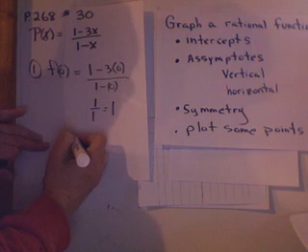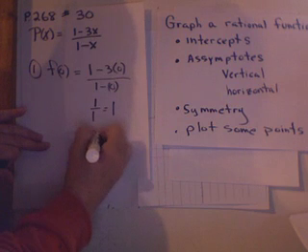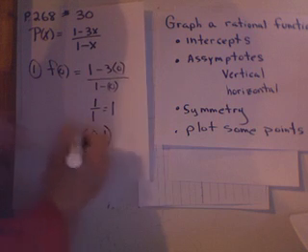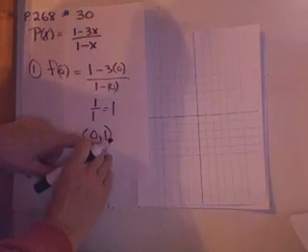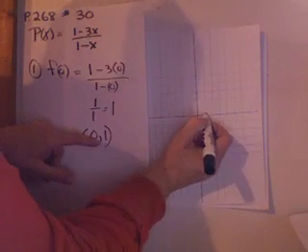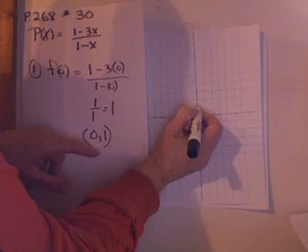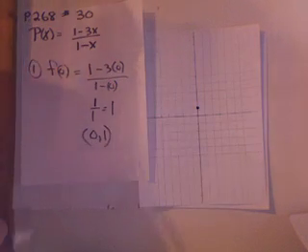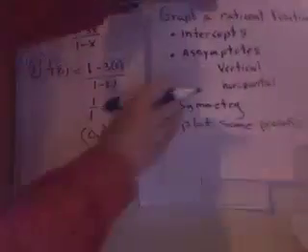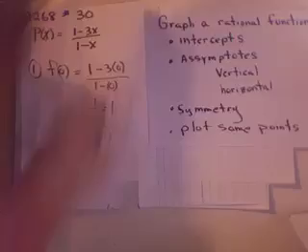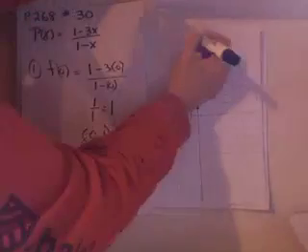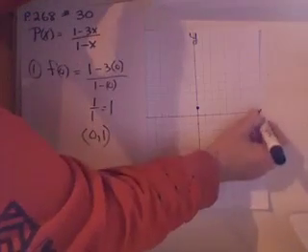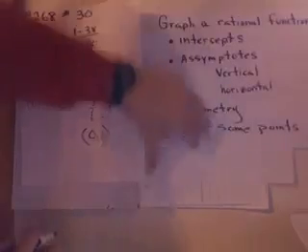What does that mean in terms of a point to plot? 0, 1. You're going to plot the point 0, 1. So I have a graph here. Let's plot the point 0, 1. Over 0, up 1. That point right there. Okay, so we did part of step 1: we found one intercept on the y-axis. This is the y-axis, this is the x-axis. So we found one intercept.